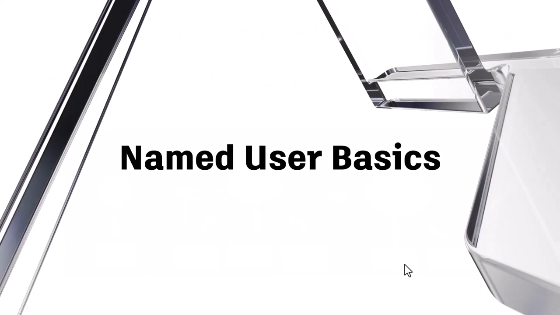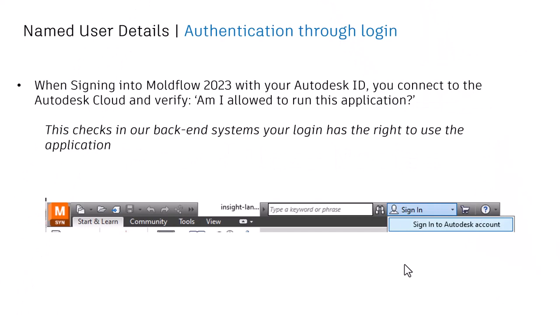So how does this work? Named user, a little background on that. If you opt for the named user license, which is available now, the licensing would be residing on the cloud. So how do I go and access this? You log into the account and get access to your licensing.